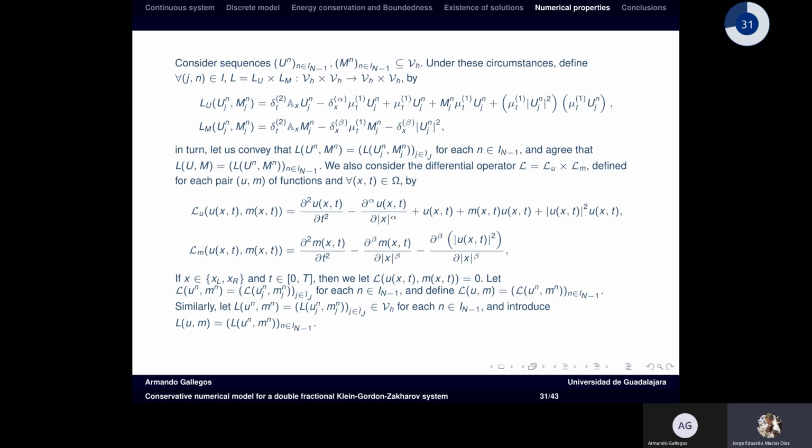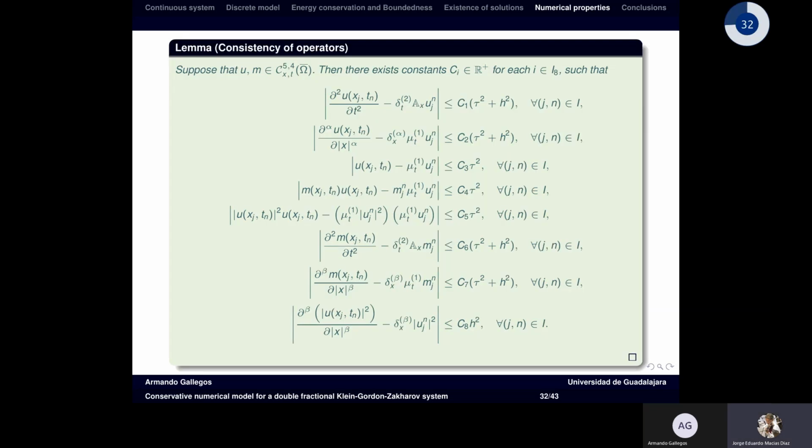About the numerical properties, the first one is going to be consistency. To that end, we are going to compare these continuous operators with these discrete operators. The main result is a lemma. The lemma states that if U and M are sufficiently smooth, there are constants such that all of these continuous quantities, in absolute value, have a difference with respect to these discrete quantities which is bounded by constants which do not depend on tau and h.